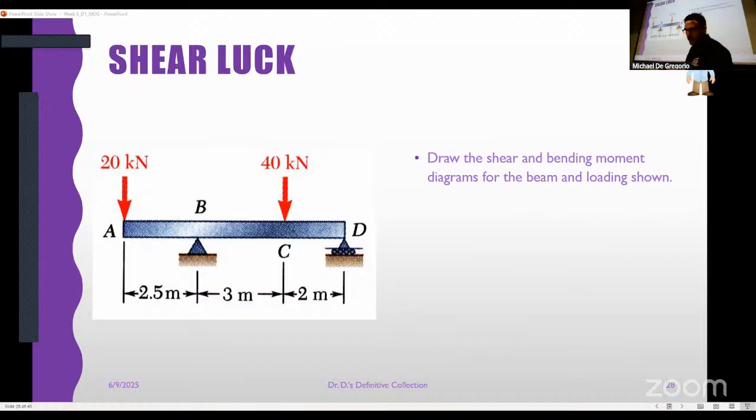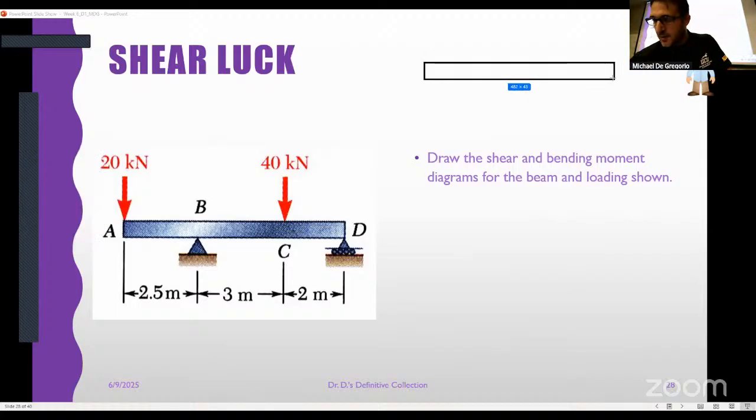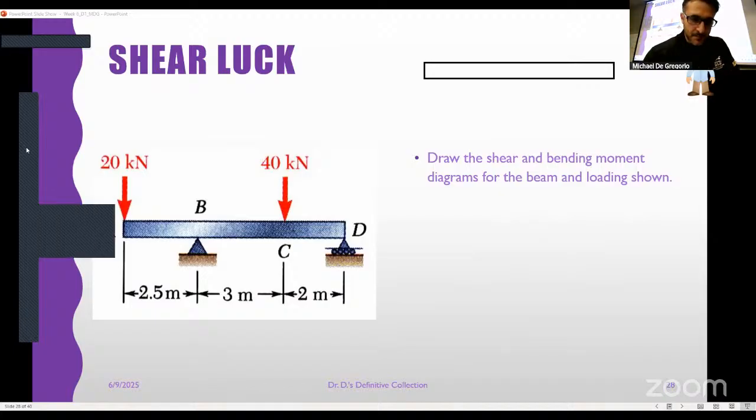I have the dimensions. I have these two simple forces on there. Great. First thing I'm going to do is find the reactions. So in order to find the reactions, I will draw the free body diagram for said beam.